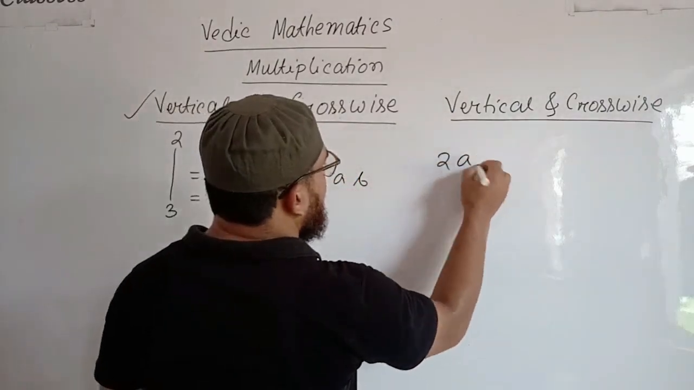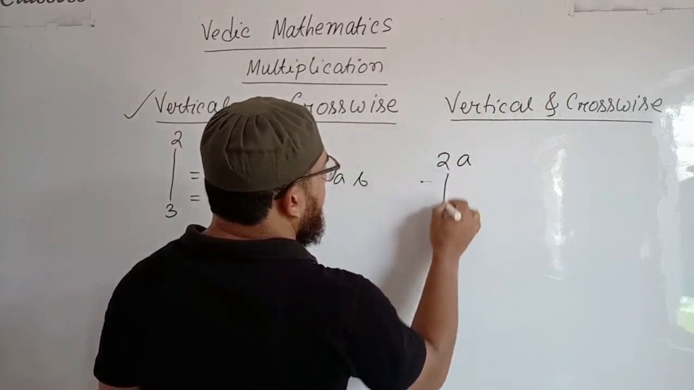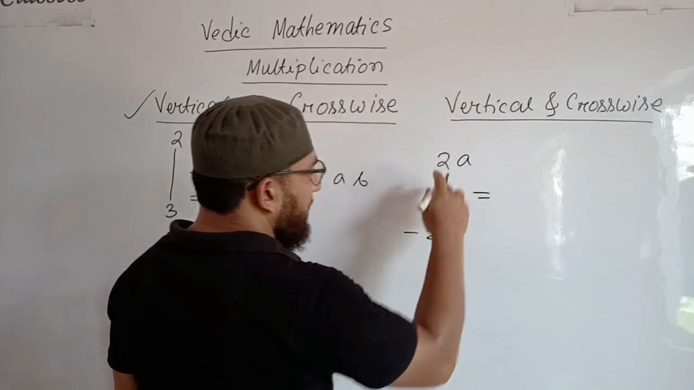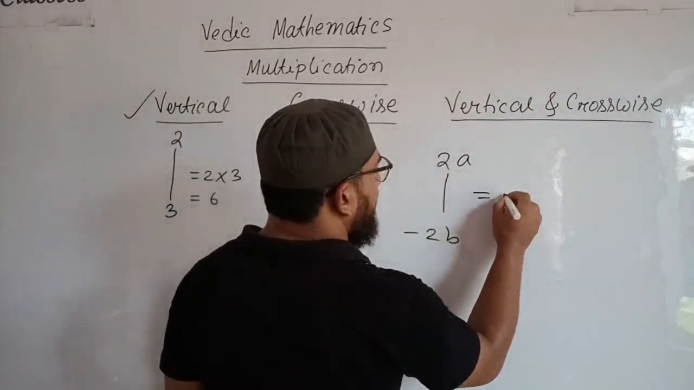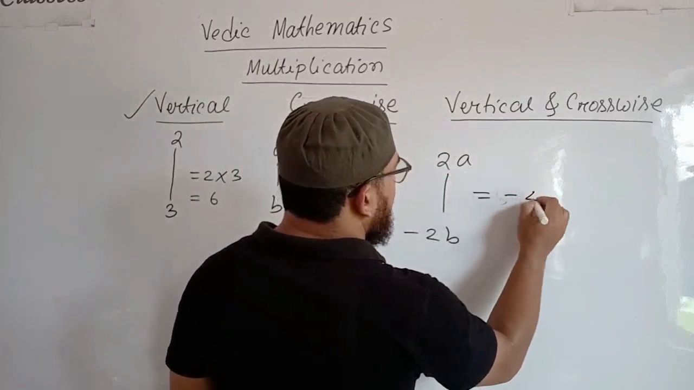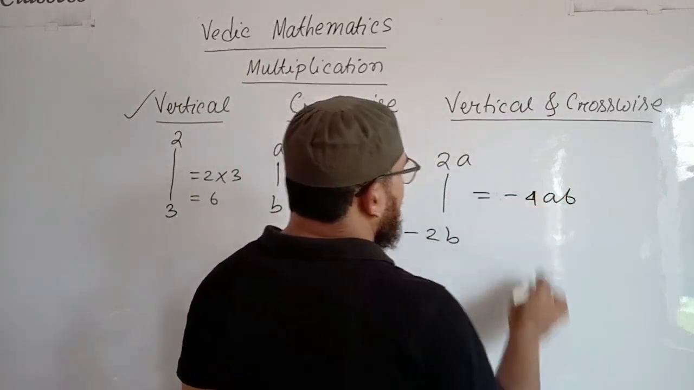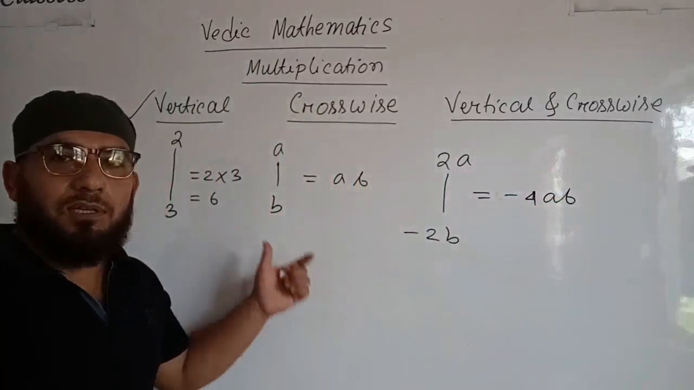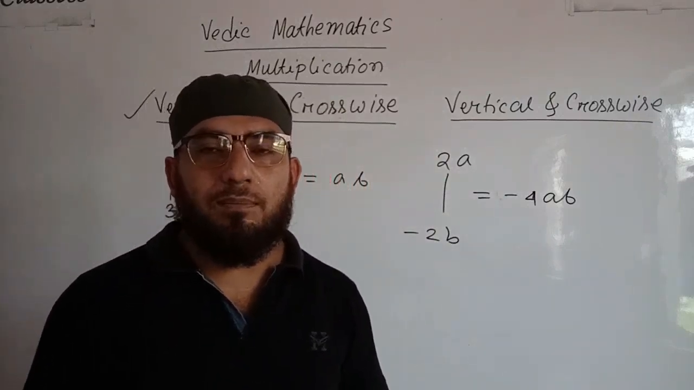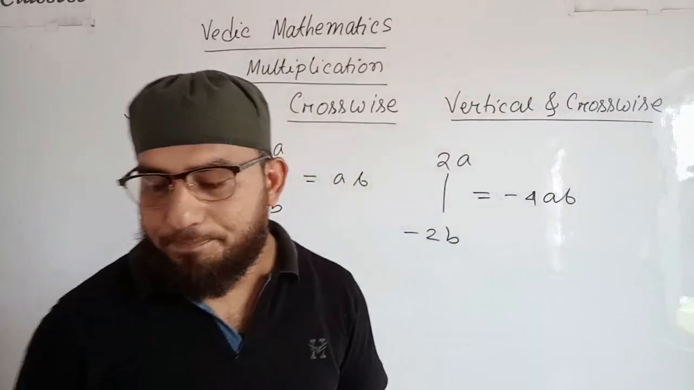Say you have numbers 2A and 2B. The vertical multiplication of these two will be 2A into minus 2B, that is minus 4AB. So this is known as vertical multiplication of any two numbers, or any two digits.